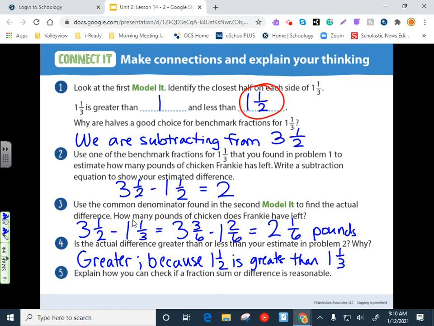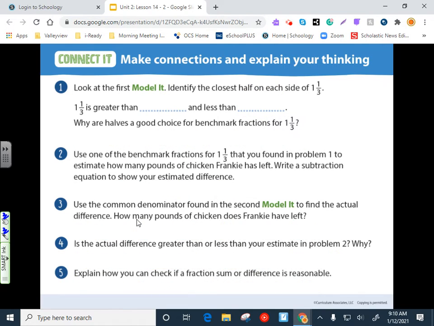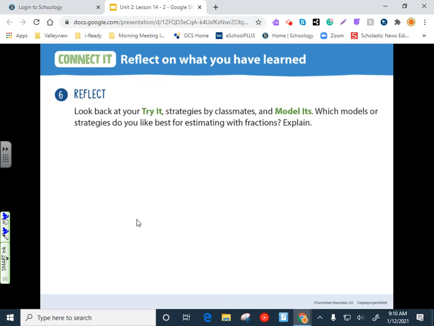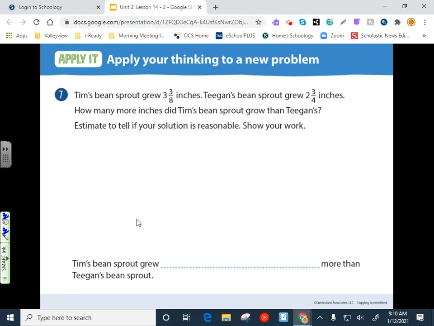Explain how you can check if a fraction sum or difference is reasonable. If the estimate and actual are close, that'll let you know that's reasonable. Okay, let's try some of these out. I know for 6, we're going to skip that as always. Let's jump right into 7.